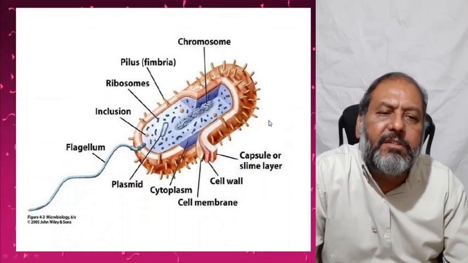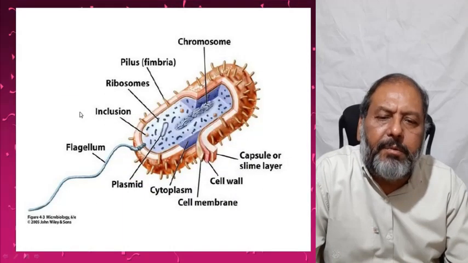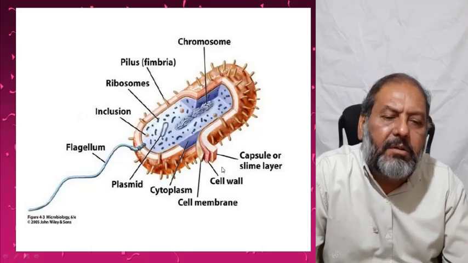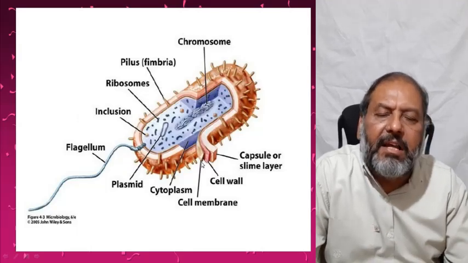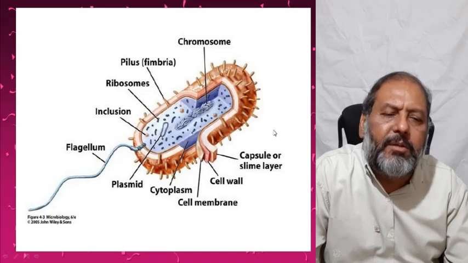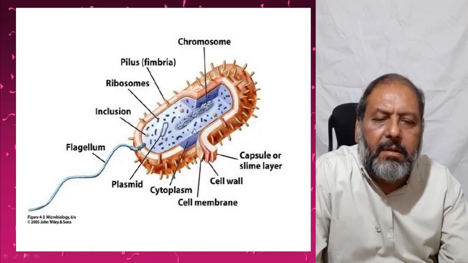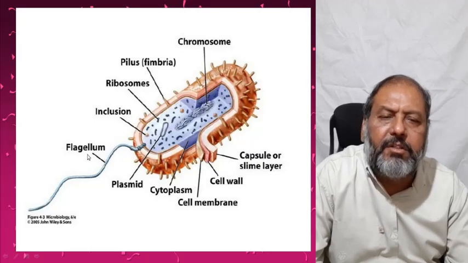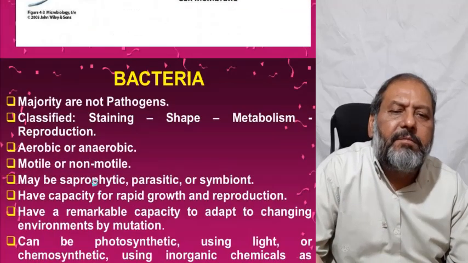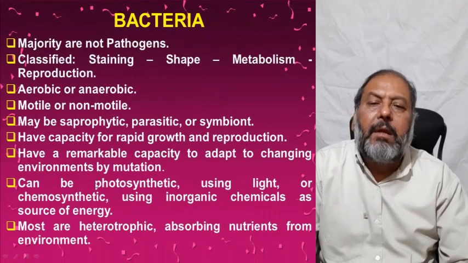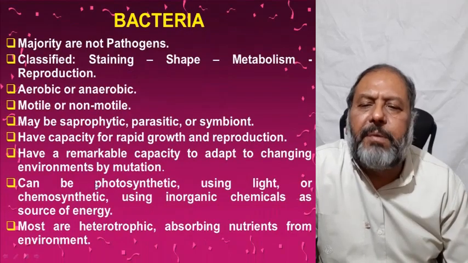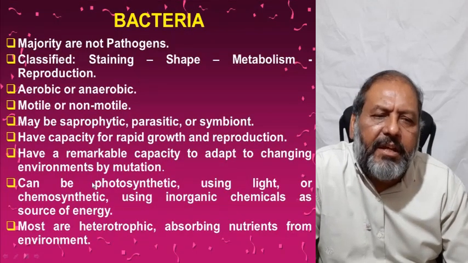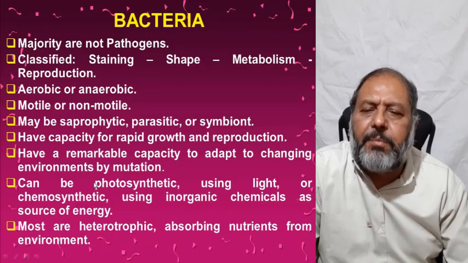Here again one can see the chromosome, the ribosome, the different parts, the capsule or the slime layer, and the cell wall which is being surrounded by the slime layer and the capsule, and the other structure, the long tail-like structure which is called flagellum, which is the legs of the bacteria. Majority are pathogens, they are classified according to staining, shape, metabolism, and reproduction.